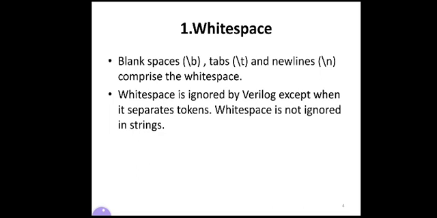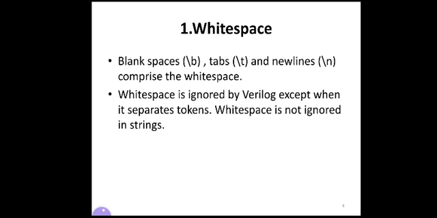In lexical conventions, the first lexical convention is white space. As the name suggests, white space, either vertical or horizontal, occupies the space if you are typing on the computer screen, but you cannot see anything over there. It just gives the space. Such kinds of characters are called white space.